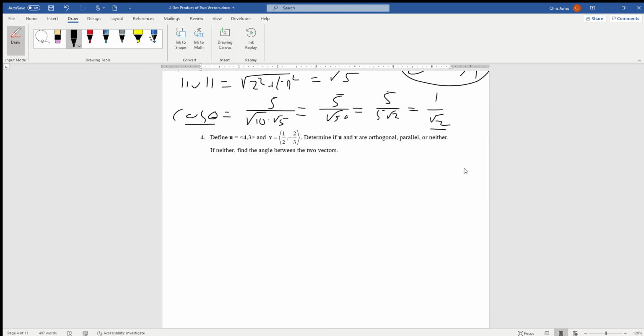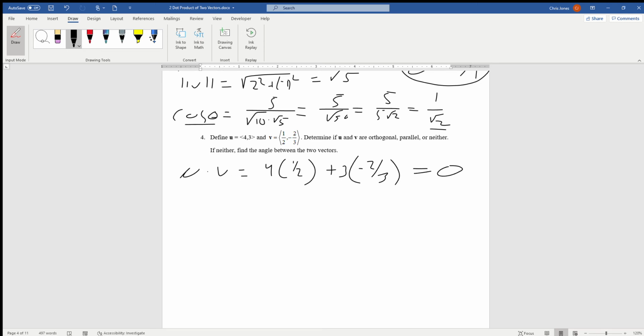All right. A second example. Define u as 4, 3, v as 1/2, and then negative 2/3. Determine if u and v are orthogonal, parallel, or neither. And then if neither, then we're going to find the angle between the 2 vectors. All right, so again, start by finding u dot v. So that's going to be 4 times 1/2 plus 3 times negative 2/3. Right? So that's going to be 2 minus 2, which is 0.